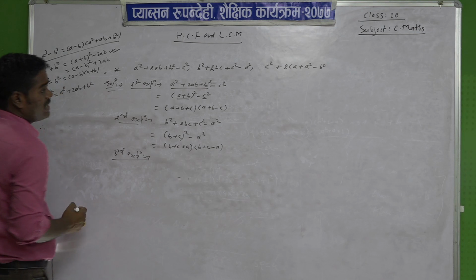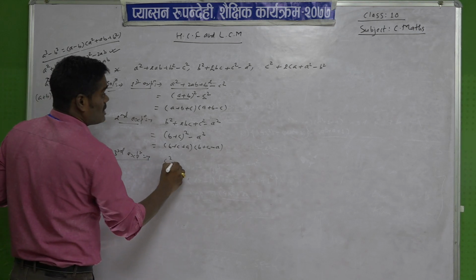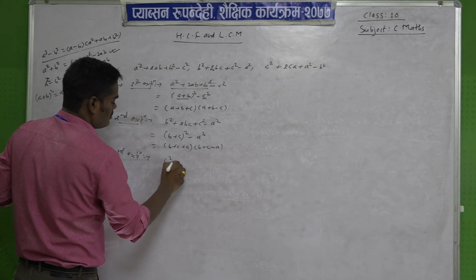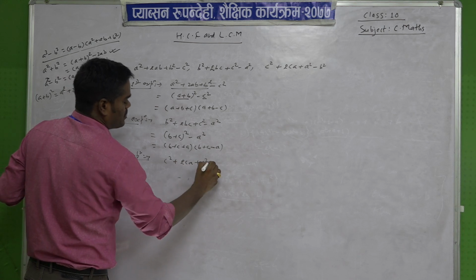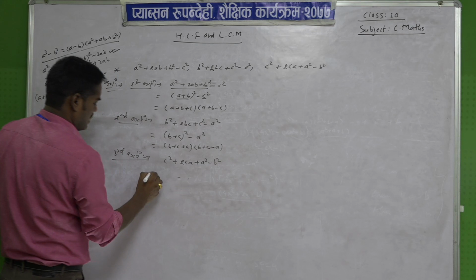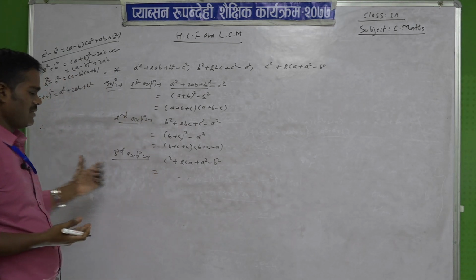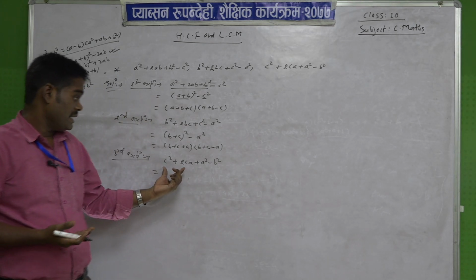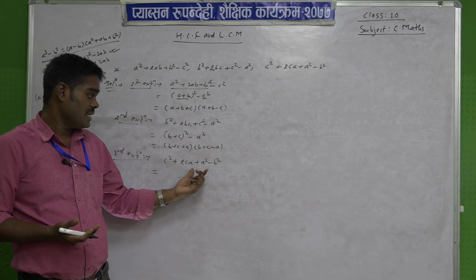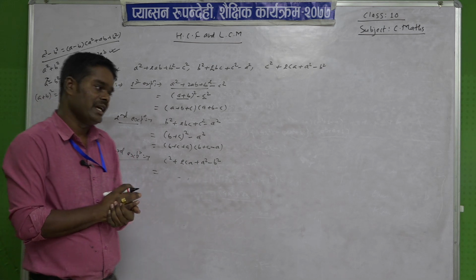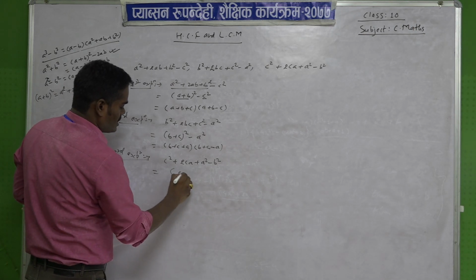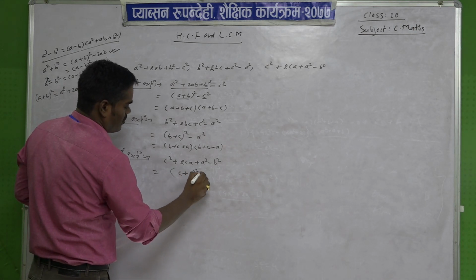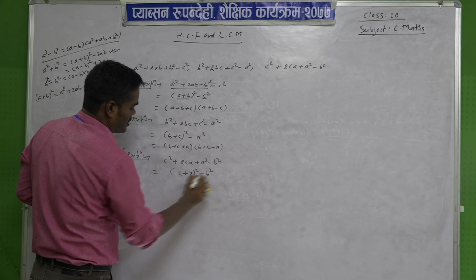Third expression is what? Given c square plus 2ca plus a square minus b square. So again, same, you are watching very sincerely. Here c square plus 2ca plus a square means c plus a whole square. So we can write here c plus a whole square minus b square.